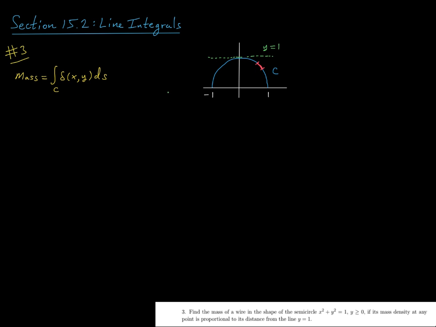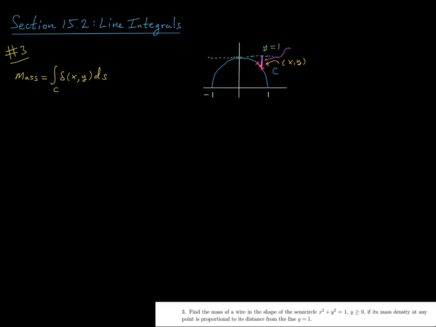So what is that mass density function? Well, again, in the problem it says its mass density at any point is proportional to its distance from the line y equals 1. So let's say I'm located right here at this point, and I'll label the coordinates of this point x, y. Now to find the mass density at x, y, I want to know the distance from this point x, y to this line y equals 1. So I want this perpendicular distance that goes from our point up to this line y equals 1.